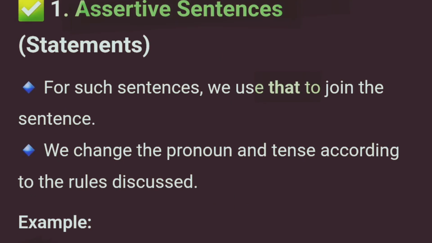Now let's discuss most important points of direct and indirect speech. Types of sentences and their rules for indirect speech. First one, assertive sentences. For such sentences, we use that to join the sentence. And we change the pronoun and tense according to the rules discussed.